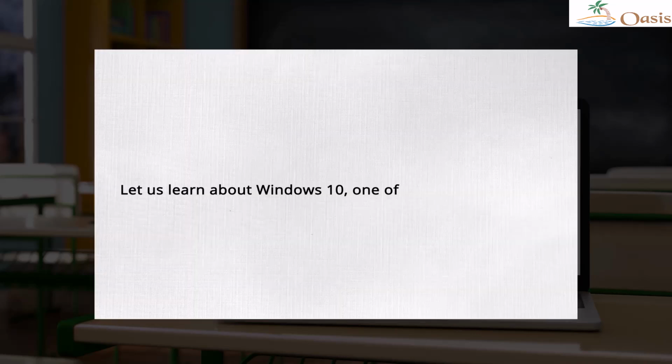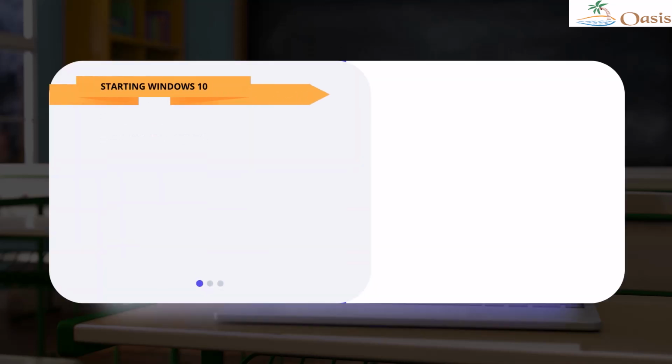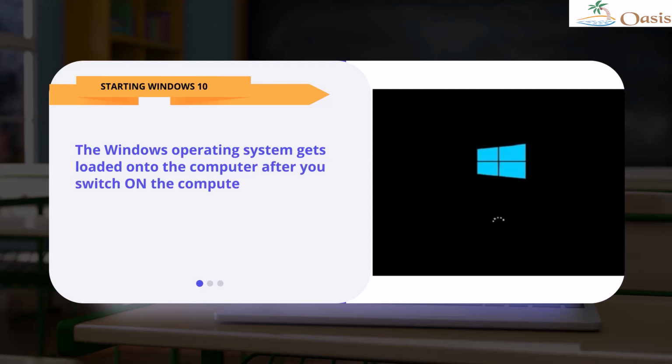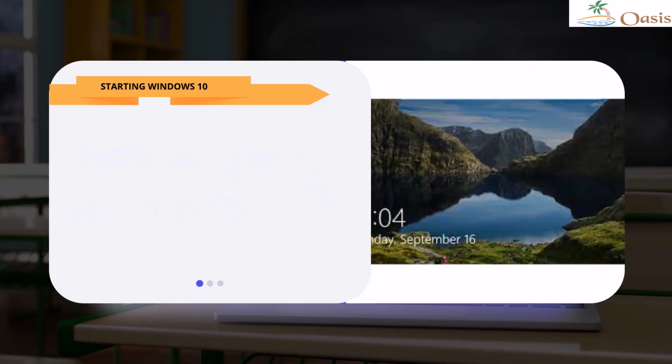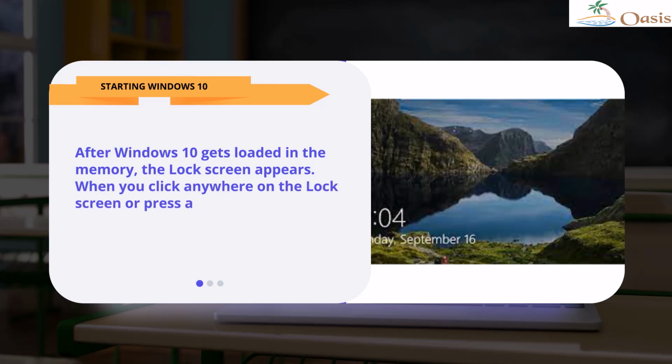Let us learn about Windows 10, one of the latest versions of Windows operating system. Starting Windows 10. The Windows operating system gets loaded onto the computer after you switch on the computer. During the process, a rotating circle of dots under the Windows logo is displayed. After Windows 10 gets loaded in the memory, the lock screen appears. When you click anywhere on the lock screen or press any key on the keyboard, the login screen appears.